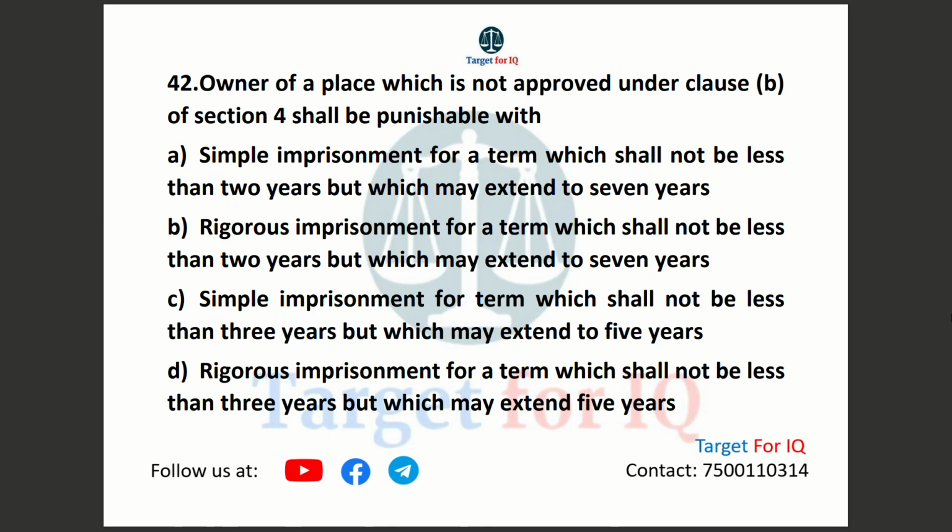Question number 42. Owner of a place which is not approved under clause B of section 4 shall be punishable with option A. Simple imprisonment for a term which shall not be less than 2 years but which may extend to 7 years. Option B. Rigorous imprisonment for a term which shall not be less than 2 years but which may extend to 7 years. Option C. Simple imprisonment for a term which shall not be less than 3 years but which may extend to 5 years. And option D. Rigorous imprisonment for a term which shall not be less than 3 years but which may extend to 5 years. So the correct answer to question number 42 is rigorous imprisonment for a term which shall not be less than 2 years but which may extend to 7 years.